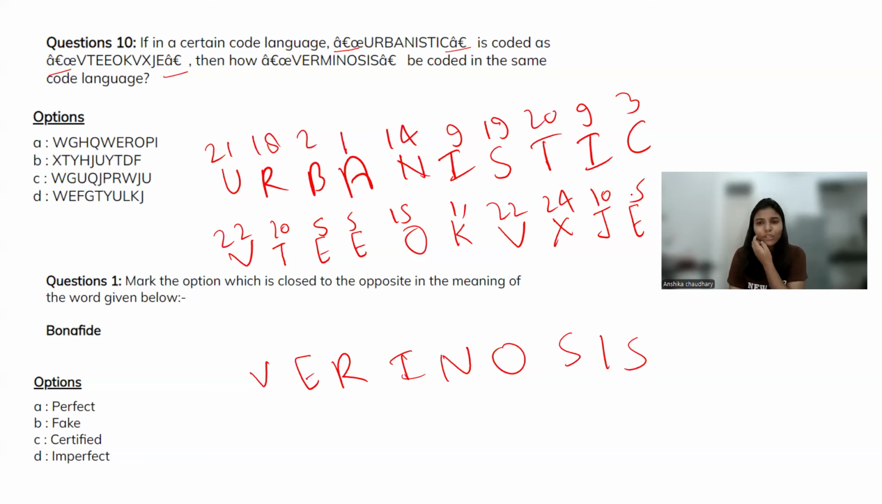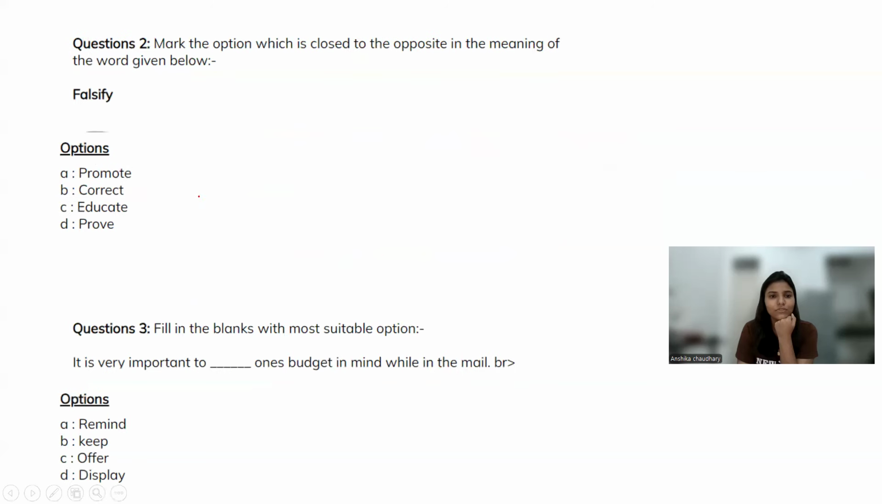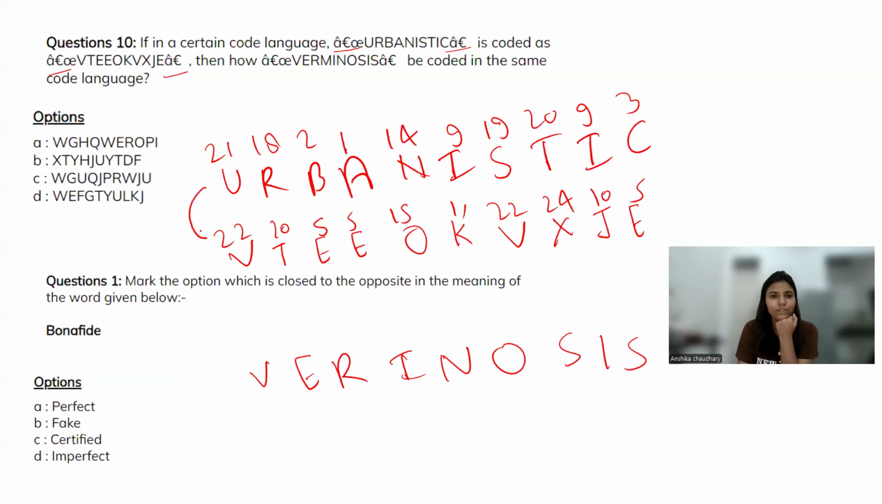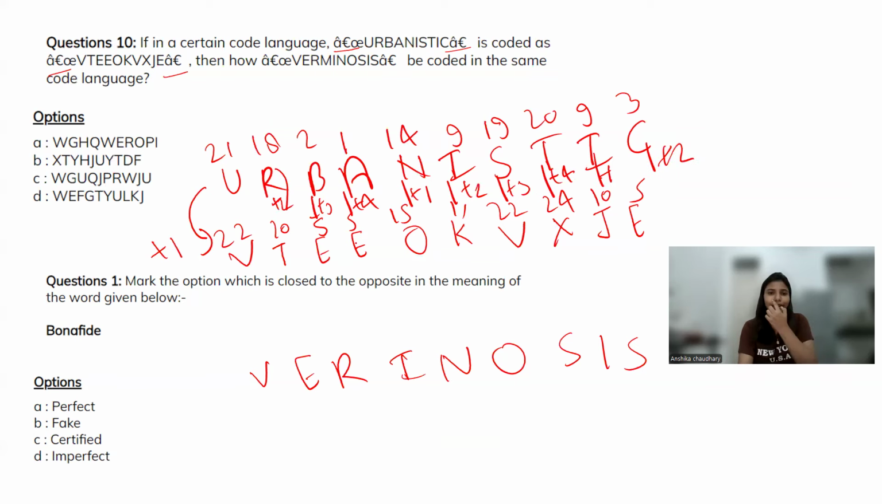Okay, so let's try to find out the pattern. The pattern is 21 plus 1 is 22, then plus 2, then plus 3, then plus 4, then plus 1 again, plus 2 again, plus 3 again, plus 4 again, plus 1 again, plus 2 again. So the pattern is 1 2 3 4, 1 2 3 4, 1 2 and so on, right? So again we need to do the same thing here. So it will be 22 5 18 and 9 14 15 19 9 and 19.